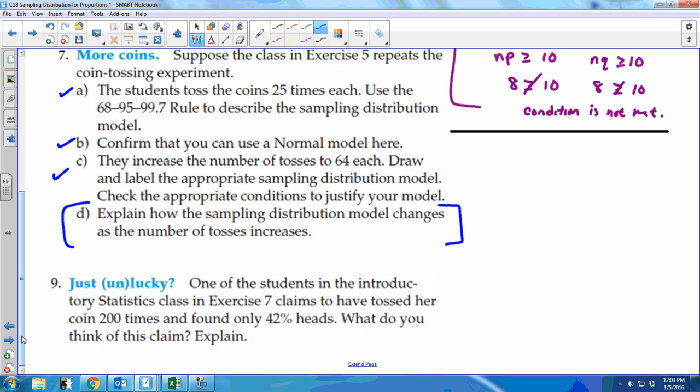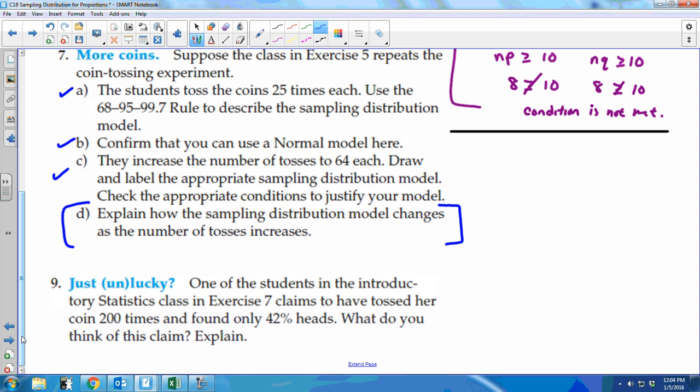And number 9, one of the students in the introductory stats class, exercise 7, claims to have tossed her coin 200 times and found only 42% heads. What do you think of this claim, and explain? All this question is really asking you is if you think 42% is unusual. If you're trying to decide if that's unusual, what should you do?